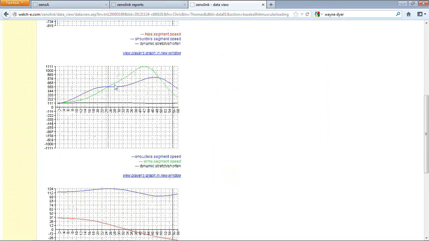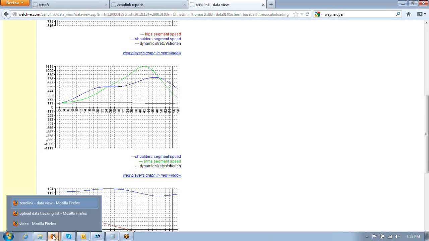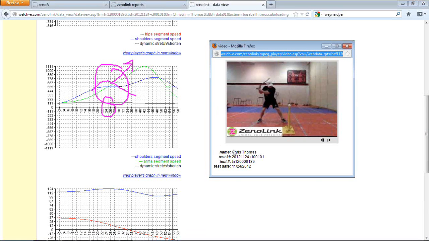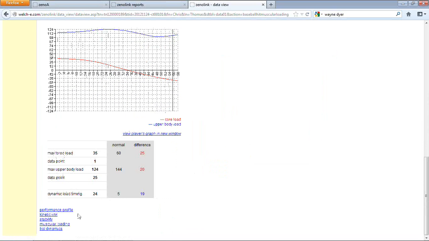Upper body load is actually pretty decent, but we can make it better and get more out of those muscles, get more speed production. But this relationship is pretty good. Just like to see a little bit better decel facilitating a stronger acceleration of the upper body, but muscular engagement and the timing of that's pretty good.